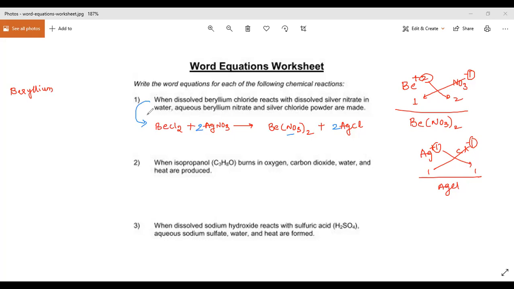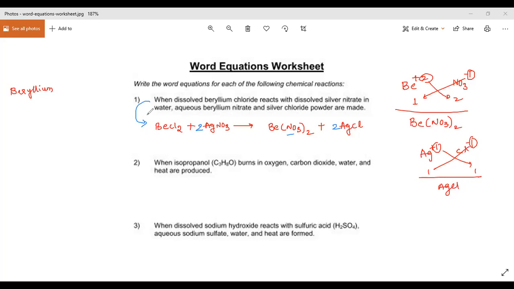I just disconnected and joined again. Okay. They have given the word equation. Now we are converting the word equation into the symbol equation. How are you going to convert? First, dissolved beryllium chloride formula is BeCl2. It reacts with silver nitrate. Silver nitrate means what? AgNO3. Do you have any problem in writing the chemical formulas of these?